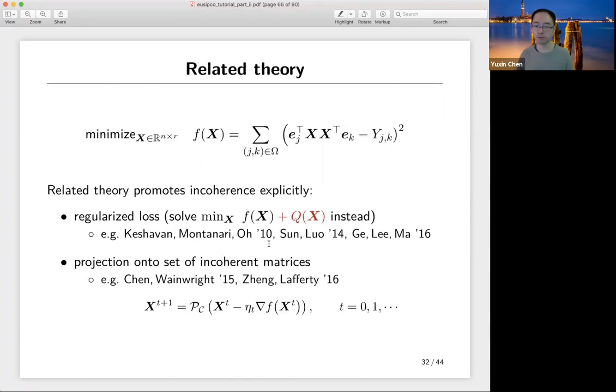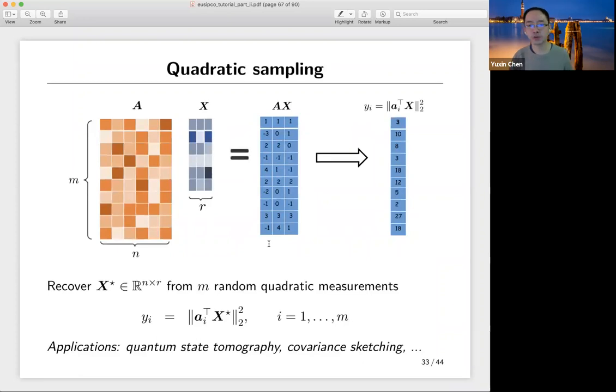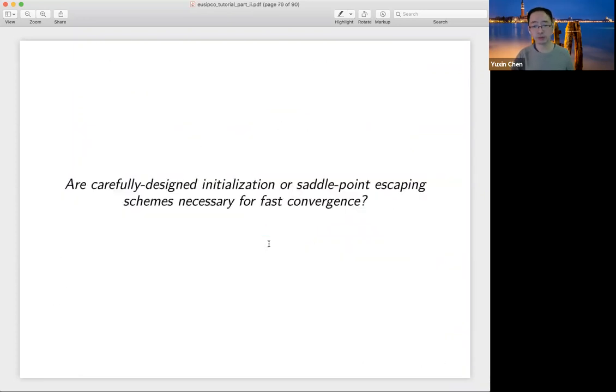You can do some proper projection to each iterate. You project your iterate onto a certain kind of incoherence set. All of these are valid choices, but what we are actually able to show using the leave-one-out idea is that probably none of these steps are actually necessary. Maybe they are introduced mostly to simplify analysis. From the practical point of view, maybe the algorithm automatically enforces this kind of regularization, thus achieving the best performance as possible. It has also found other applications in quadratic sampling, which I'm going to skip in the interest of time.